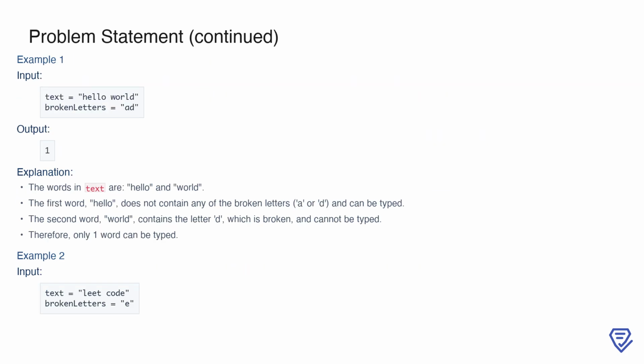Suppose the input text is "hello world," and the broken letters string is "ad." The words in text are "hello" and "world." The first word, "hello," does not contain the letters A or D, which are broken, so it can be typed. However, the second word, "world," contains the letter D, which is broken, so it cannot be typed. As a result, only one word can be typed, and the output is 1.